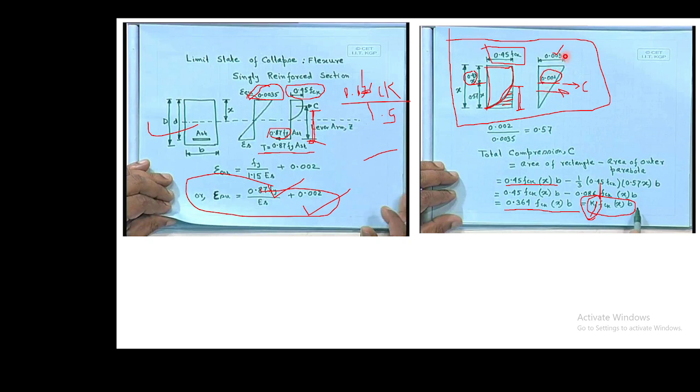Only the change is that this will become 0.0025. So 0.0025 divided by 0.0025. Then this value 0.57 will change. Then you have to just put it here and make an equation to calculate the compression forces. I will give you 4 minutes more and then we'll try to solve together.